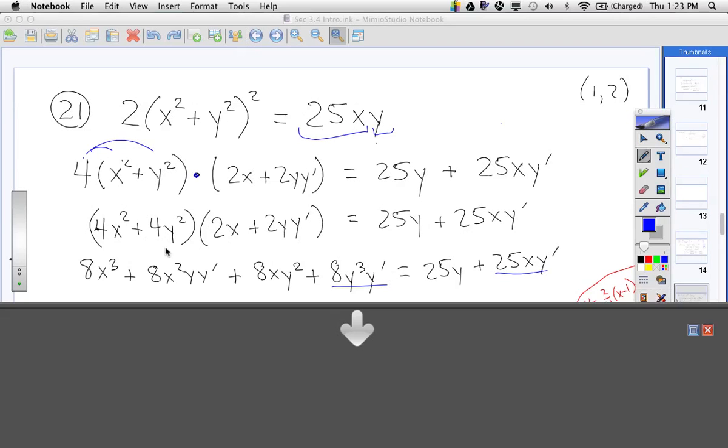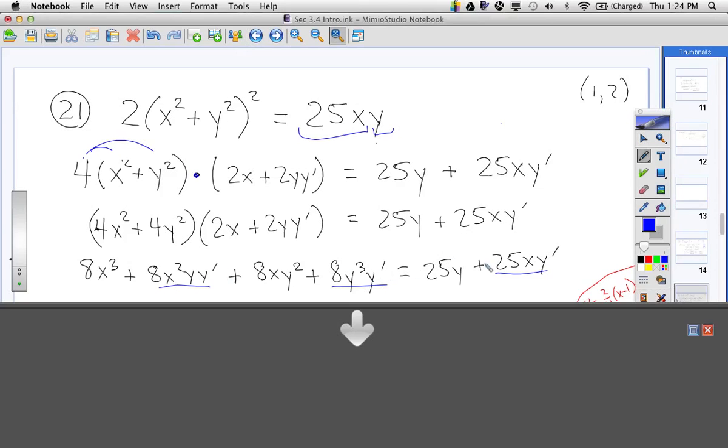So 4x squared times 2x is 8x cubed, and 4x squared times 2y, y prime is 8x squared y, y prime, and so on. So I end up with 4 terms. When I FOIL it over here, I get that. So now I've got 3 terms in blue here that all have y primes in them. So I've got to get those together. But I first needed to FOIL it so I could get everything written out in different terms.